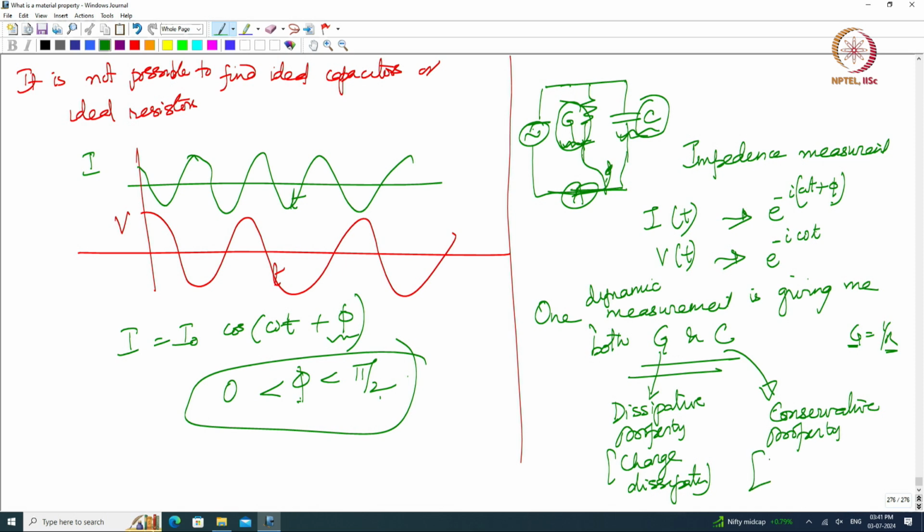It talks about storing energy. Just one dynamic measurement has two components, two faces to it. One side is the capacitance, the other side is the resistance or the conductance. So, I do not need to do two different measurements, I can just look at one dynamic measurement. If the charges are moving, if the current is in phase with voltage, that is capacitance; if the current is out of phase with voltage, that is conductance.